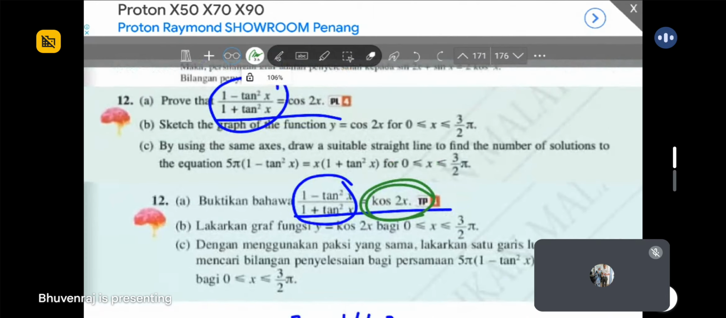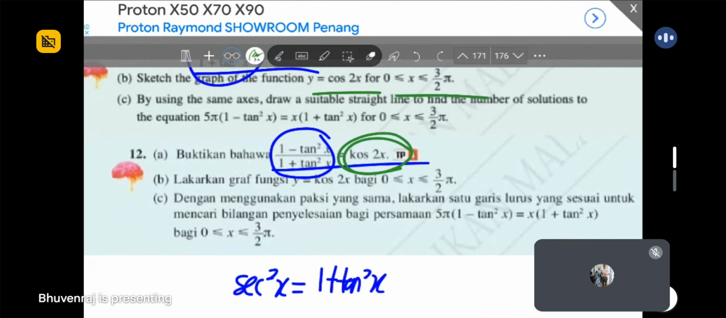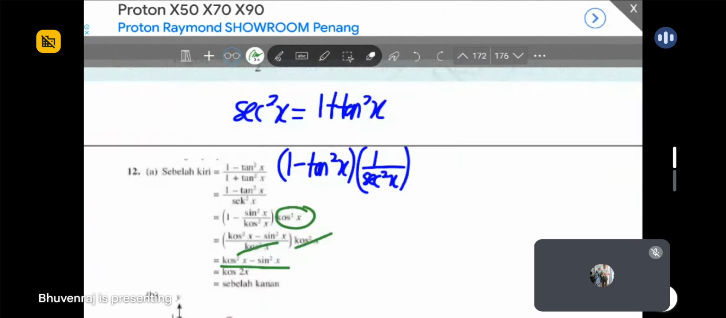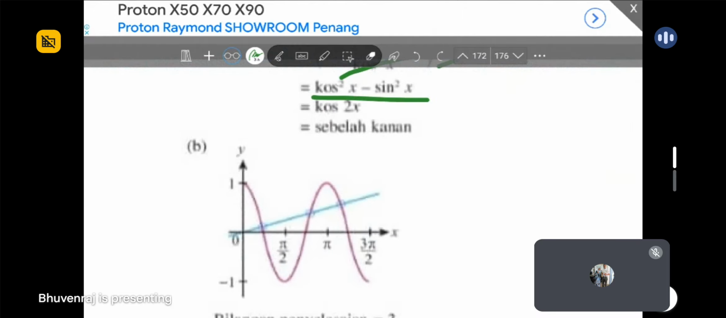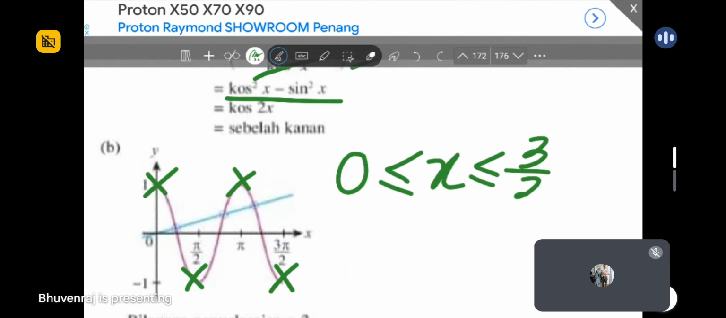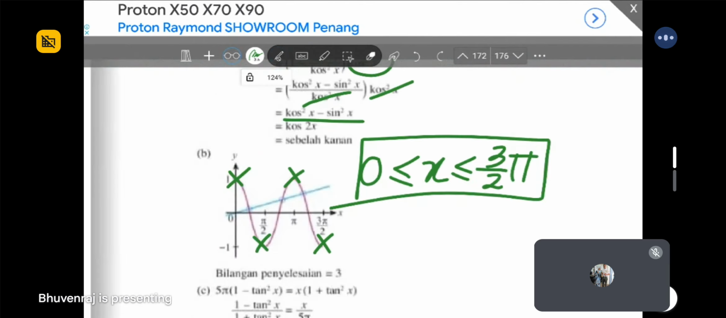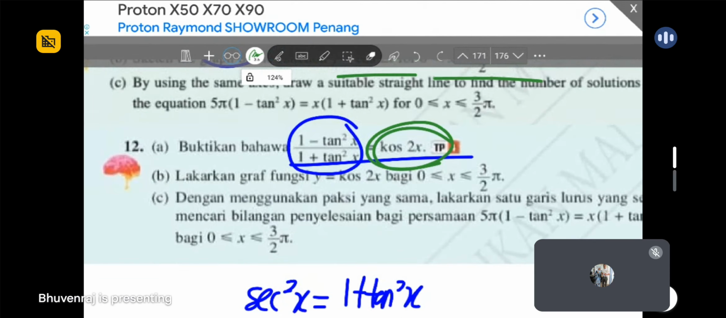And then question B, same concept. You have to draw your graph. So again, plot the table. You can see where the points are: 1 point, 2 points, 3 points, 4 points. 4 points is also enough, because your domain is this one. So you just need to find 4 points. Then you can draw it. Cosine graph.